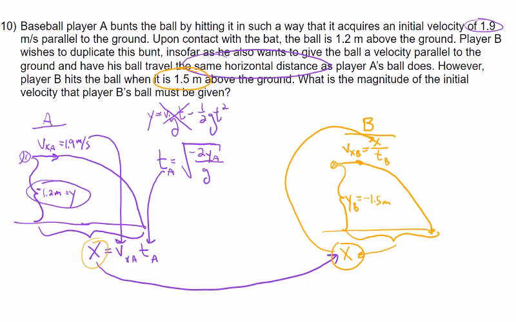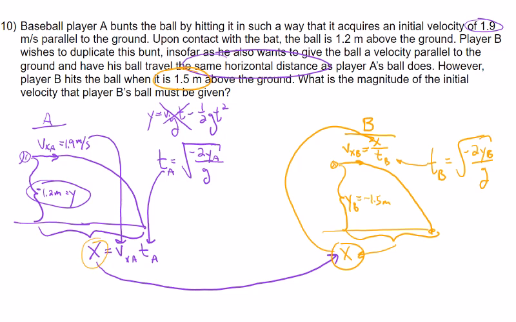Well, here's the cool part. You can actually find the time for B by taking the square root of minus 2 times YB over gravity. And we know YB, and then I can plug that in. So it's got just a whole bunch of stuff, but it's really just two equations.